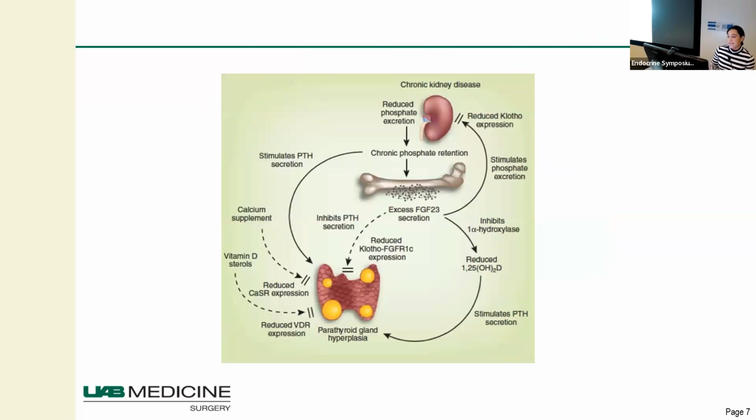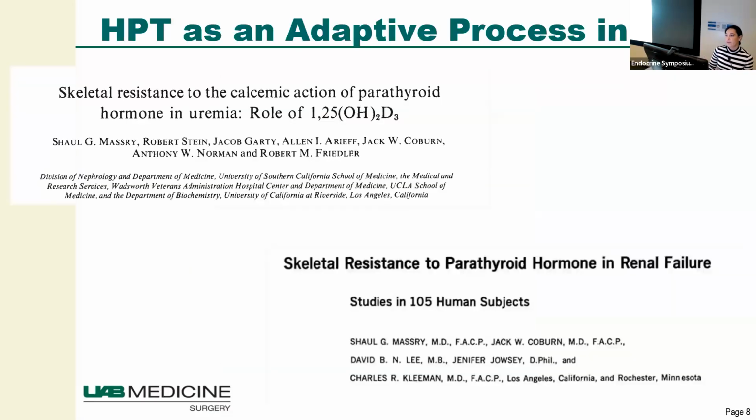All of this is to say that the calcium, the bones, and the parathyroid glands interact quite readily, and especially when one of these things is not working the way it's supposed to, the other things will see effects, and you will see bone disease from this. So parathyroid disease in kidney disease is an adaptive process.